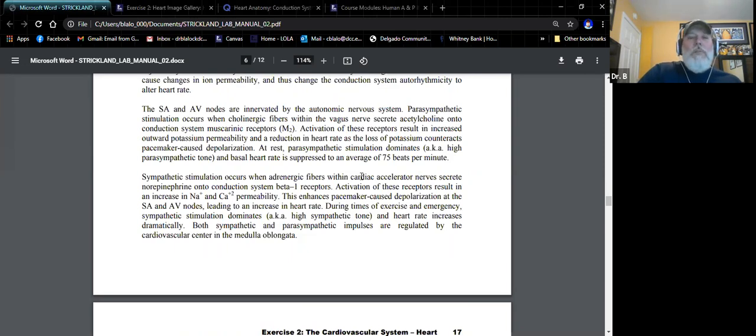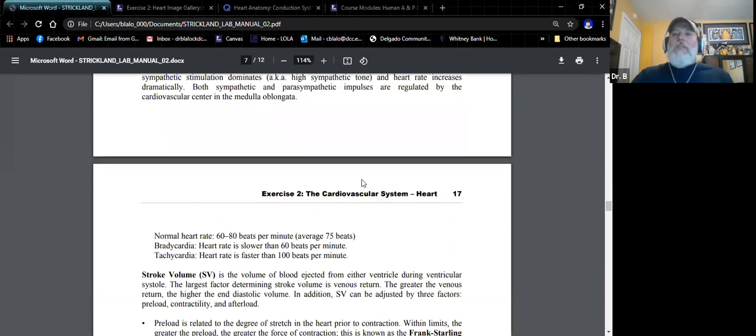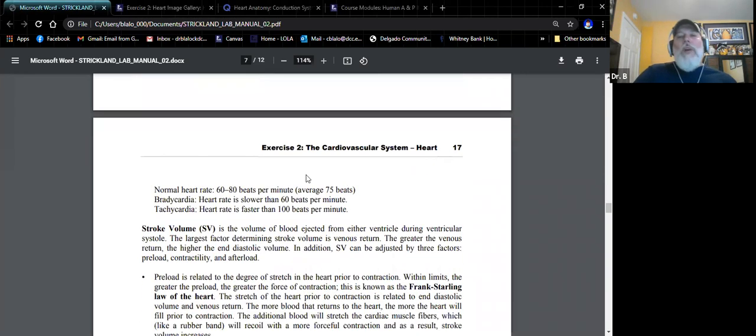Why would we want to speed up the heart rate? To meet the demands of the body. So at rest, our heart should beat between 60 and 80 beats a minute. Okay, most people average about 75. Now, the better shape you're in, the stronger your heart is, the fewer beats it has to make a minute. The larger your stroke volume, the more your heart rate can go down. Heart rate and stroke volume are kind of inversely proportional.